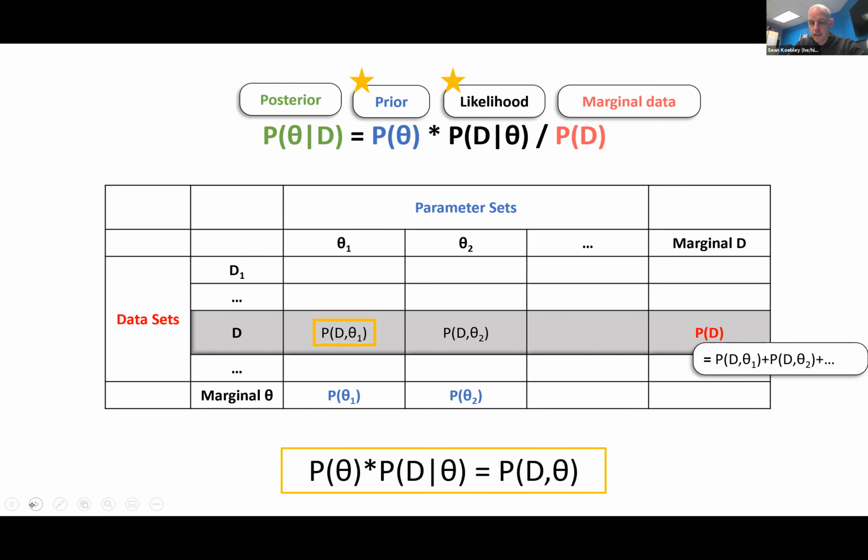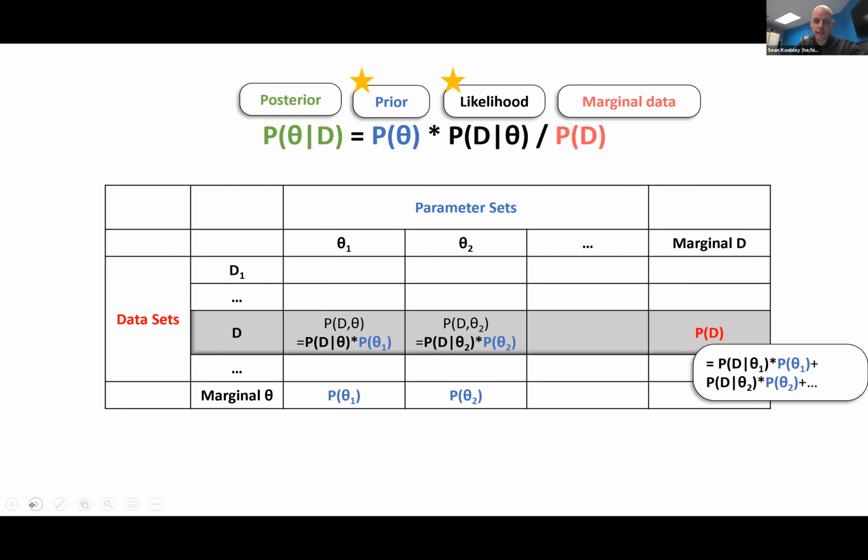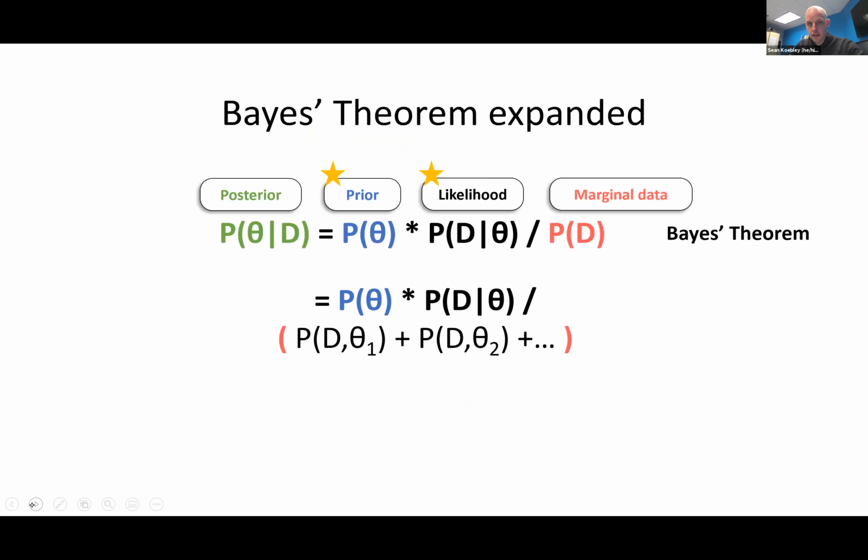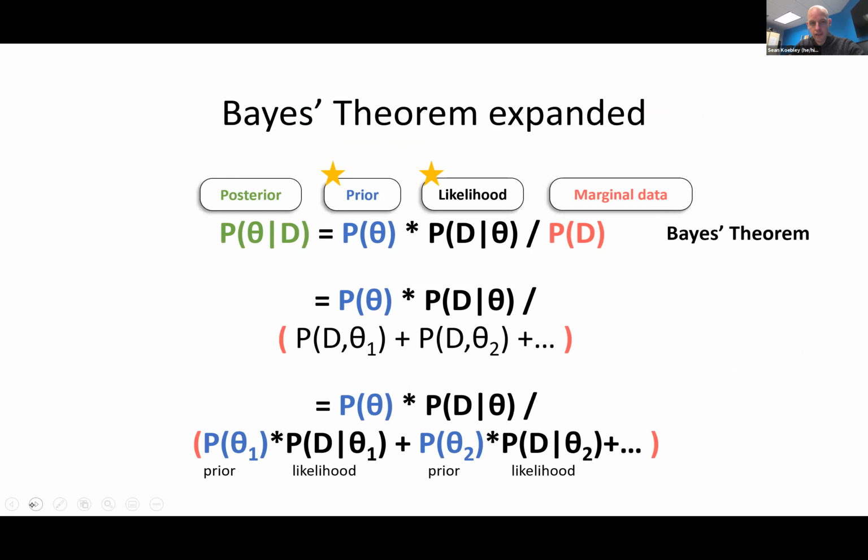But if you remember that P of D and theta term, we can look back to that derivation slide and see that we know an equivalency for this. So that's equal to our likelihood times a prior. So actually P of D is just the sum of all possible priors times the data given those priors. So it's the prior times the likelihood for all possible priors.